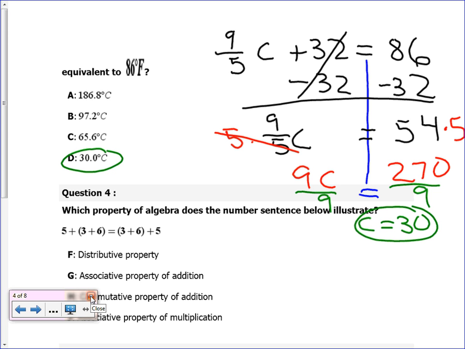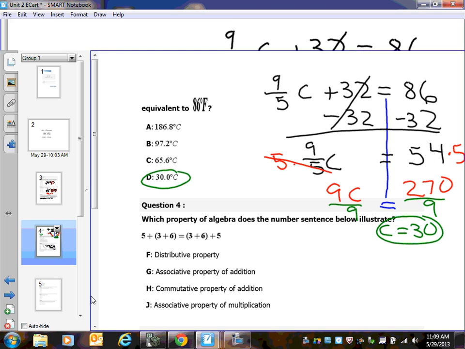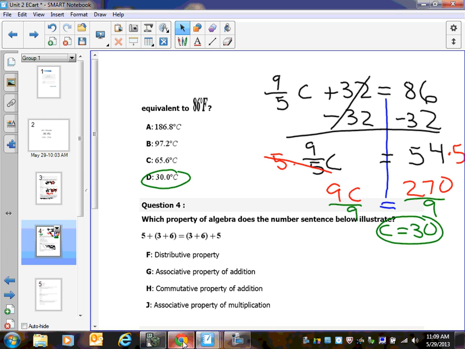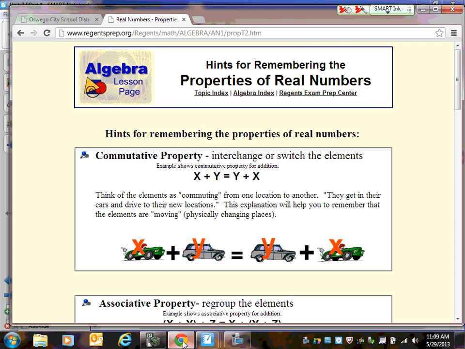Okay? Now, moving on to question 4. They want to know which property of algebra does the number sentence below illustrate. I want to show you one of my favorite websites, which is regentsprep.org, and they have this really great visual for trying to remember the difference between commutative, associative, distributive, inverse, identity properties. So let's just take a look at this real quick.